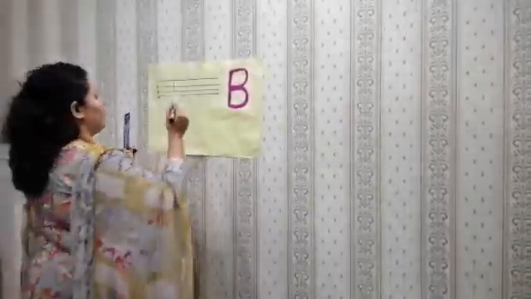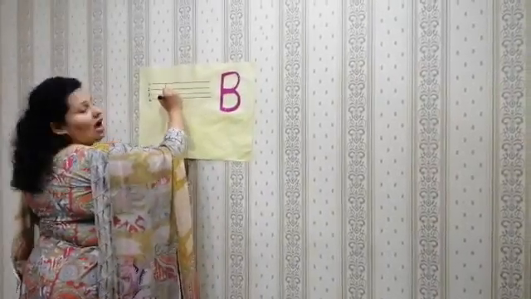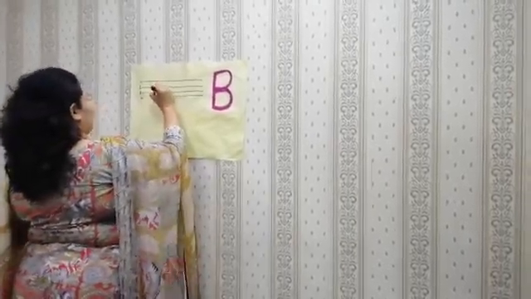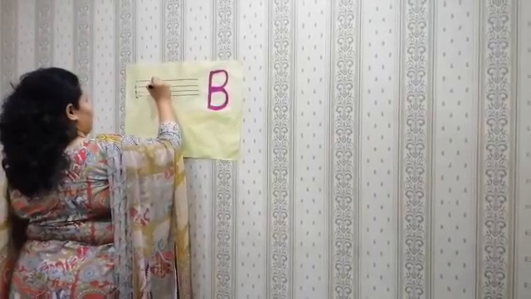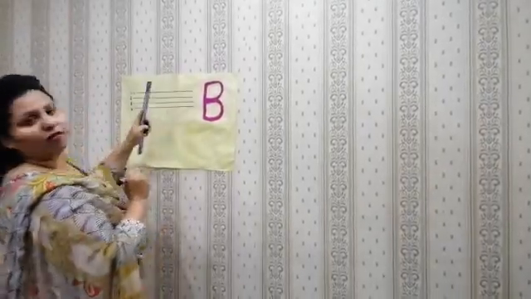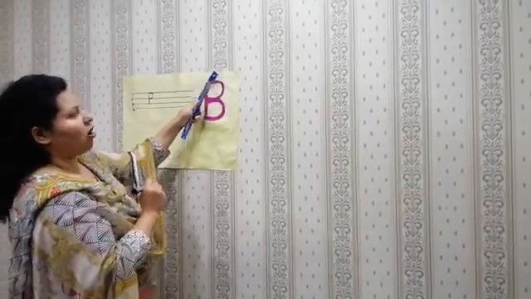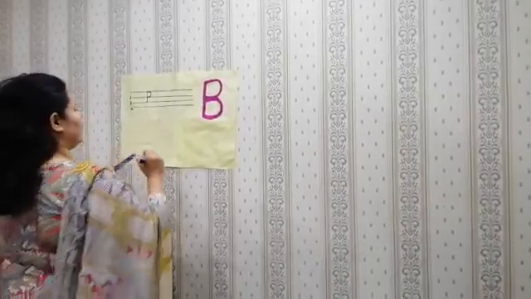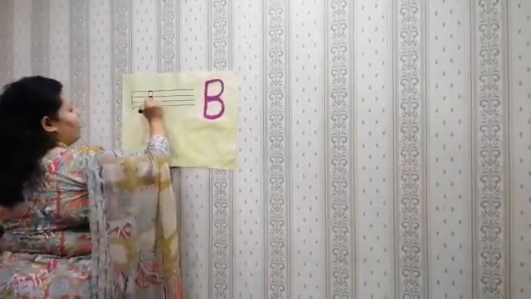Okay, start from the top like this. Draw a straight line, a standing line, then go back to the top and draw a curve to the middle. First of all, draw a straight line. Go back to the top and draw a curve to the middle, then draw a curve joining the bottom.